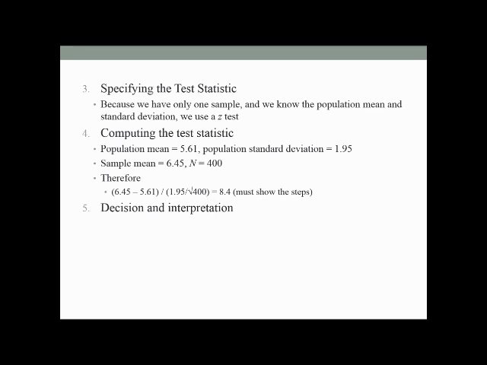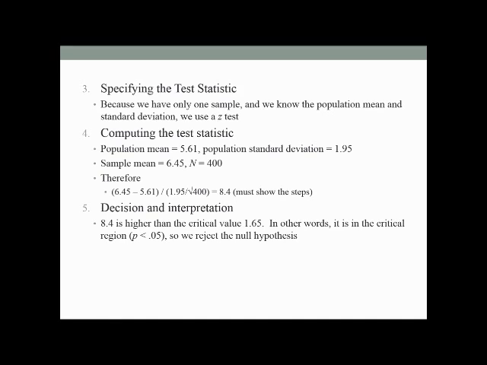And then finally, decision and interpretation. Because 8.4 is much higher than the critical value 1.65, because it's a one-tailed test, it's in the critical region. In other words, p is less than 0.05. So we reject the null hypothesis. This is the decision. Now, interpretation: the results suggest that women agree with pro-choice significantly more than men do.